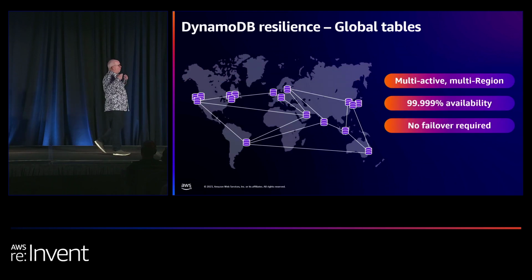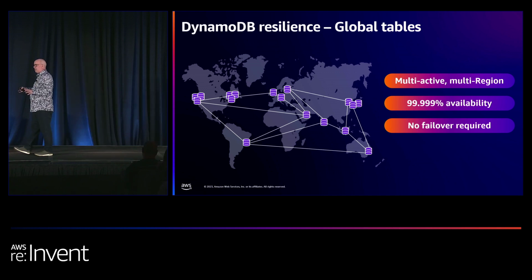DynamoDB has a feature called Global Tables that offers multi-active, multi-region replication of your data. And this is nice because there is no primary, and thus there's no concept of failover to implement strategies for resilience. You can write to any replica in any region in a DynamoDB global table at any time that you want, and that change will be eventually consistently replicated to all of the other replicas within that table.